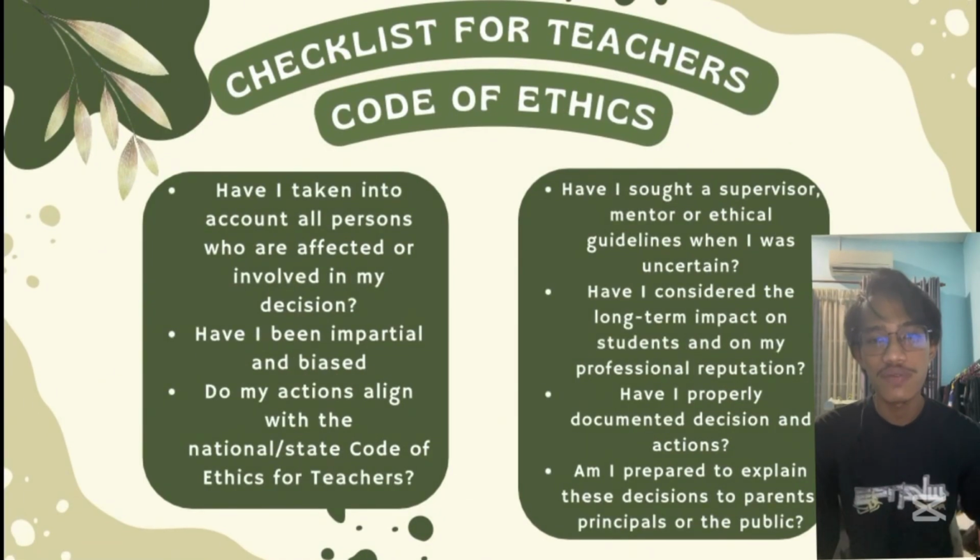Checklist for the teacher code of ethics. The first question: have I taken into account all persons who are affected or involved in my decision? Second, have I been impartial and unbiased? Third, do my actions align with the national or state code of ethics for teachers? Fourth, have I sought a supervisor, mentor, or ethical guideline when I was uncertain? Fifth, have I considered the long-term impact on students and on my professional standing?